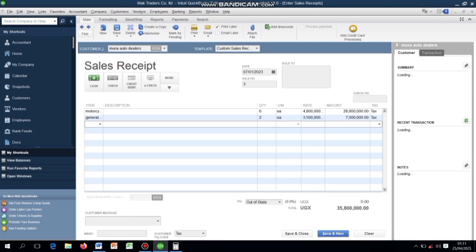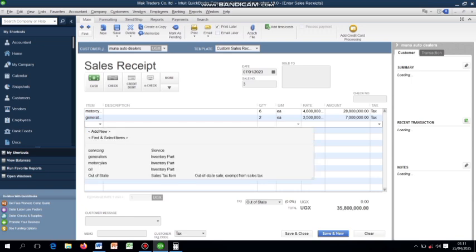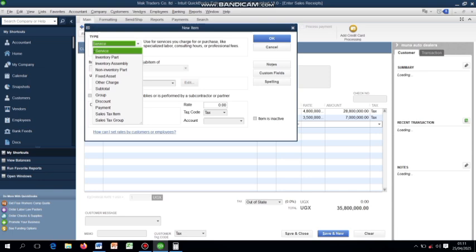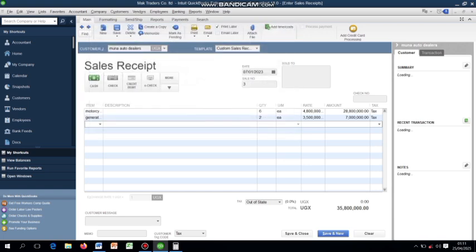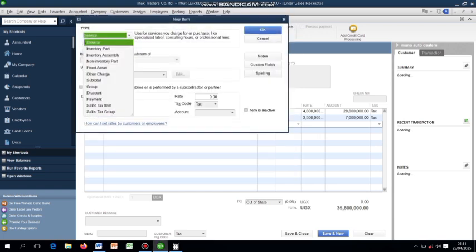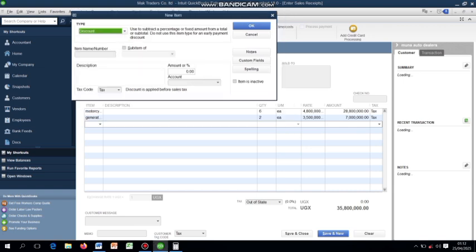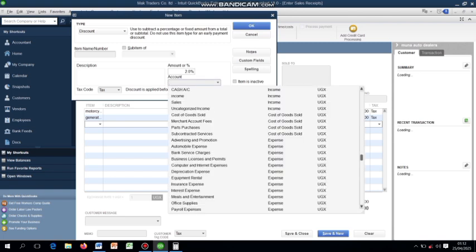So I'll come here and add another account which is not there. No, it's not there. I'll add a discount. I will write it here: it is 2%. 2% account. These are discount.